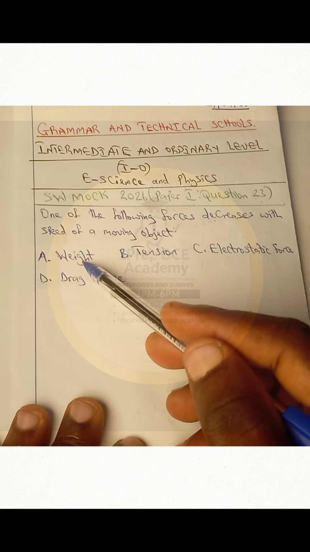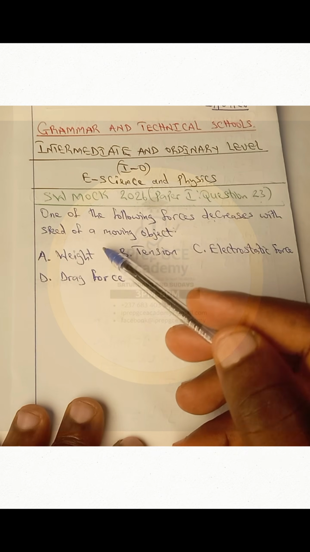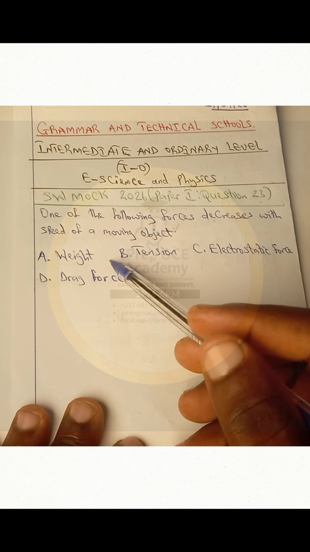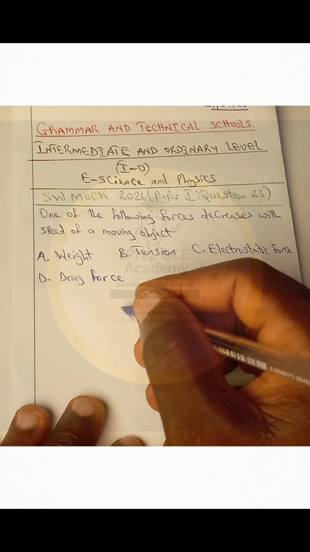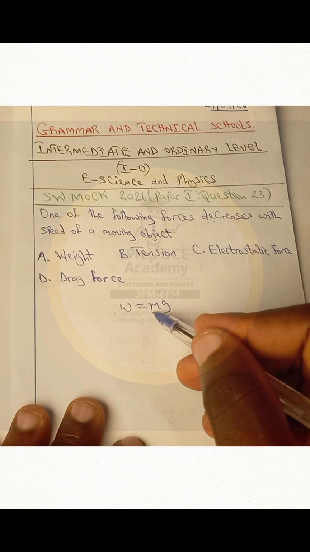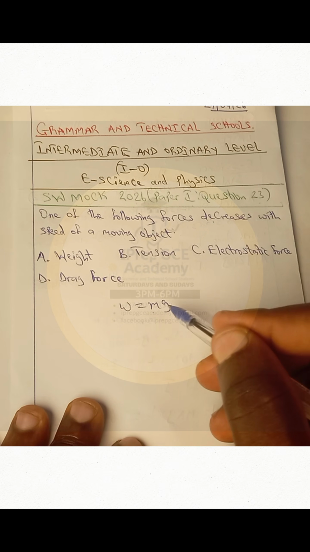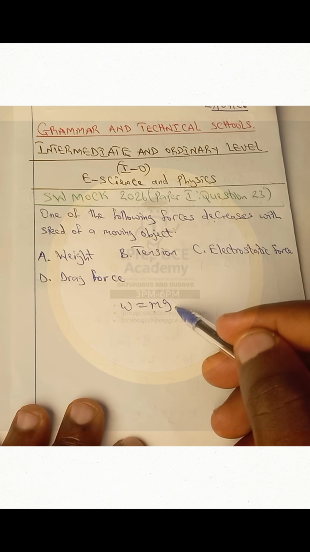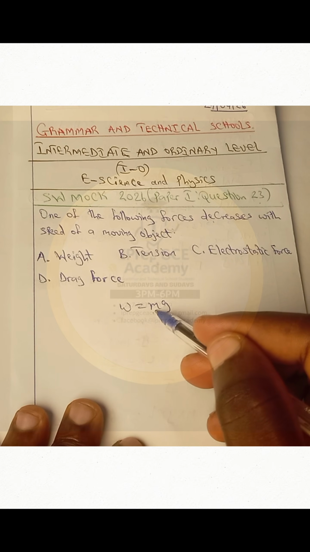The first force is weight. Does the weight reduce as the speed of an object increases? No. Weight depends on the mass of an object. According to the formula for weight, W equals mg. Weight depends on the mass of an object and on gravity. Weight doesn't care how fast or how slow you're running. The weight remains the same.